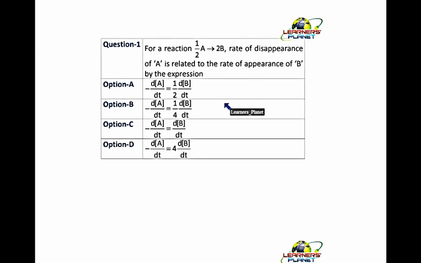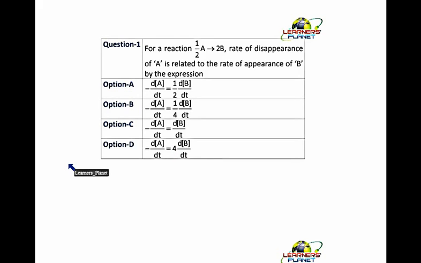So this is the first question of this session, or rather the 10th question of the paper. The question is, for a reaction half A gives 2B, rate of disappearance of A is related to the rate of appearance of B by the expression.